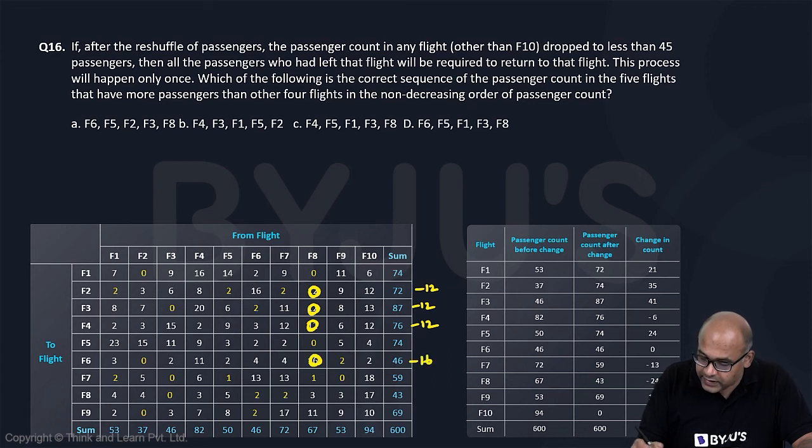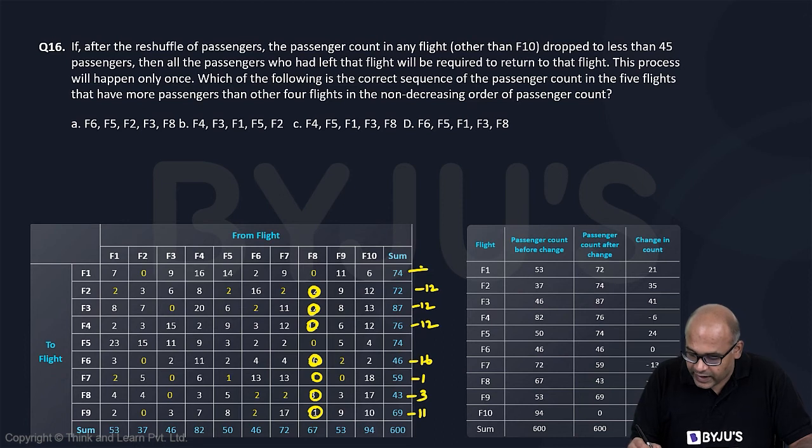So this will become minus 16. This will become minus 1. This will become 0. This will become 0. So this is minus 3. This will become 0. This is minus 11. So now my F1 total will remain as it is. F1 total will not change, 74.